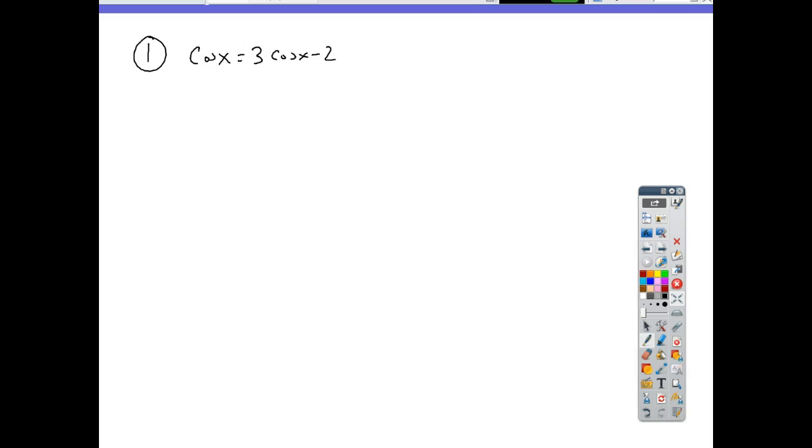All right, what do you got? Just move the cosine x to make it 0 on one side. We can do that. Not really sure why we're doing that. We usually do that when we have quadratics. Is this a quadratic? Oh no.